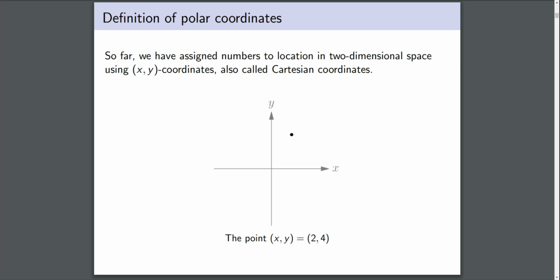Here's an example of plotting a point in Cartesian coordinates. So I have x, y equals 2, 4. And when we do this, we go over to the right. That's the x coordinate. And then we go up for the y coordinate.